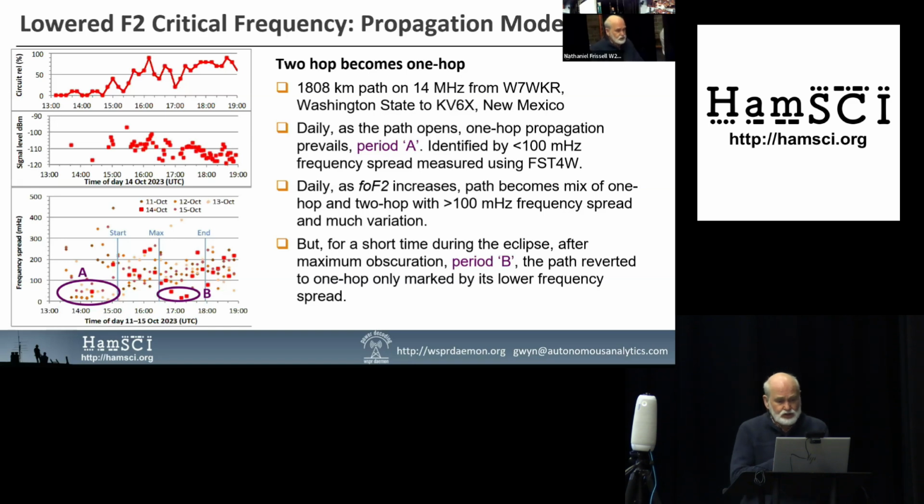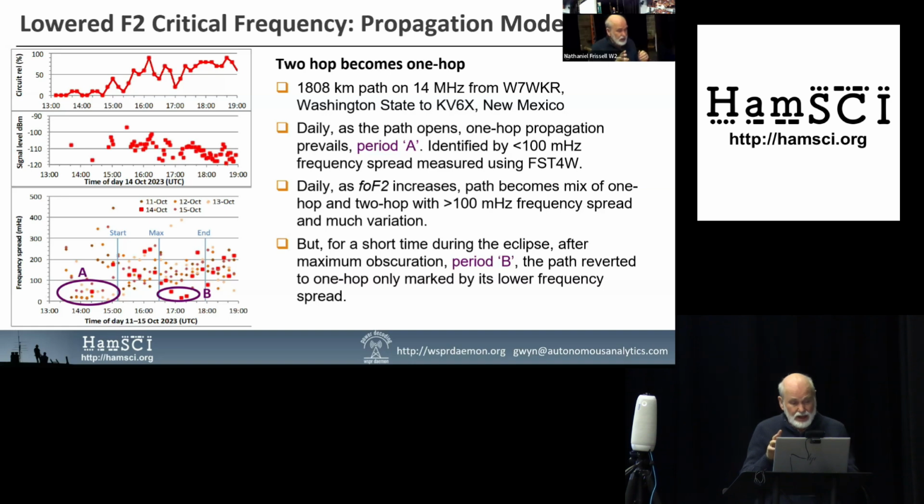So let's have a look at some other effects. The lowered critical frequency actually changes the propagation modes. And we can study this using frequency spread measured by FST4W. So the cluster A on the left-hand side, the red dot is for the eclipse day, and the other colors are for other days, and the frequency spread in millihertz on the left-hand scale there is low. It's generally below 100 millihertz as the path first opens. It's pure one hop.